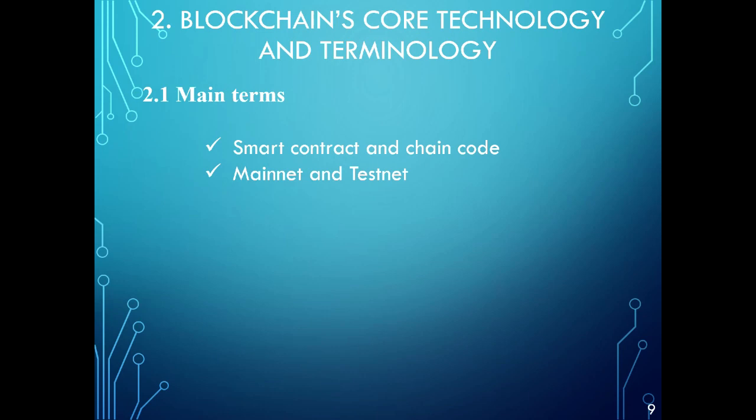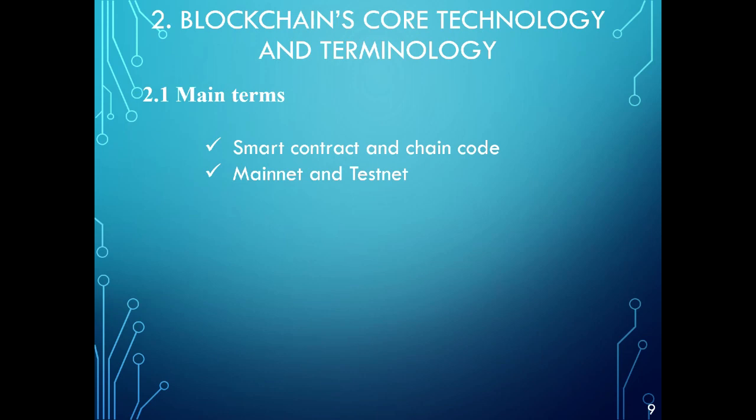In other words, it is a method to automatically process a specific transaction according to an agreed upon method. Smart contracts are developed using Solidity or Viper programming languages, but in hyperledger blockchain, smart contracts are called chain code and are developed using Go, Java, or JavaScript language.